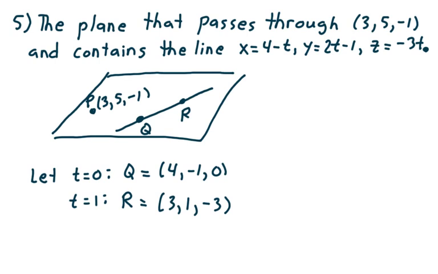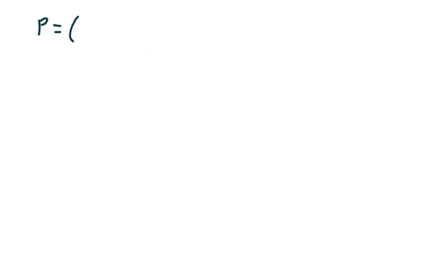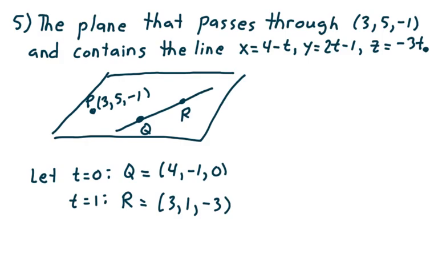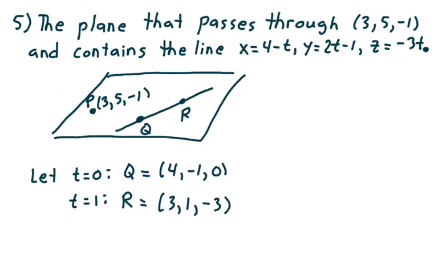And so what I did was I reduced this question to finding the equation of a plane through 3 points. It started with find the equation of a plane through a point that contains a line. And now I've made it into find the equation through 3 points, because if the plane contains the line, it contains 2 points on the line. Okay, so let's write down our points. P is the point 3, 5, -1. Q is the point 4, -1, 0. And R is the point 3, 1, -3.